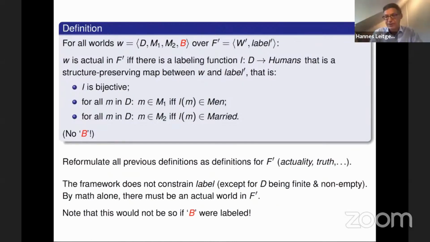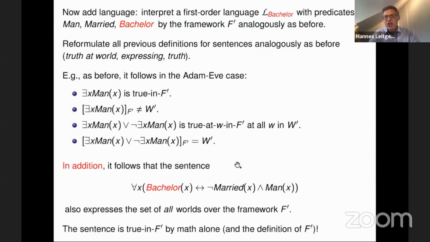B is not labeled, and that's why this is still a conceptual framework. It's not a scientific theory, as it were, about bachelors. Now I add language again. I use my previous first order language, but I add one unary predicate. The predicate acts as a bachelor. I reformulate all the previous definitions for sentences: truth at the world, sentence expressing a proposition, truth for sentences is still explained by truth of the proposition expressed by a sentence, and so on.